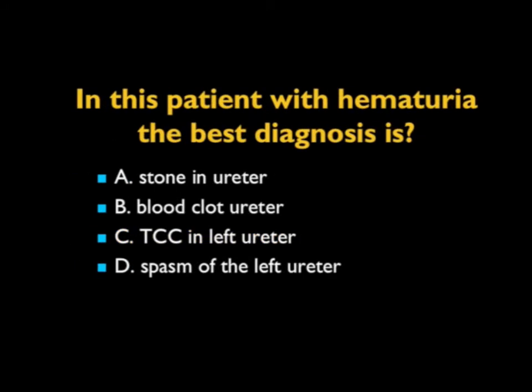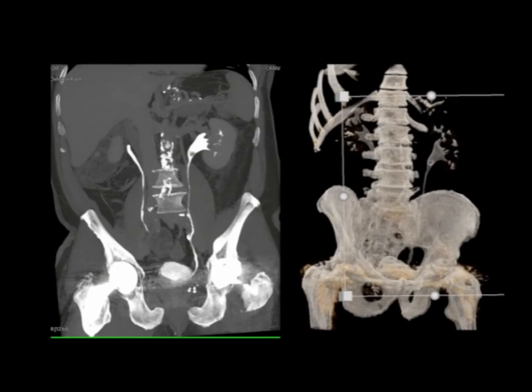In this patient with hematuria, what's the best diagnosis? Look at the left renal pelvis. You see the CT urogram. There's about a 1 centimeter, maybe a bit less, filling defect. And the truth is this could be a stone. It could actually be a blood clot. It could be a TCC. It's irregular. The one thing is it's not spasm.